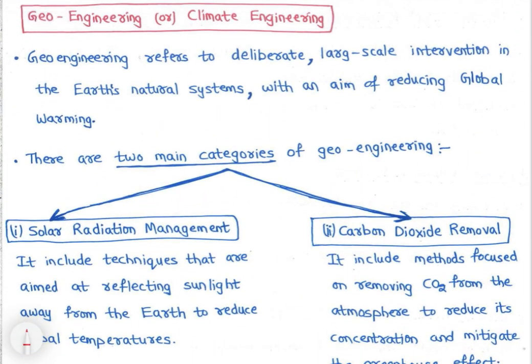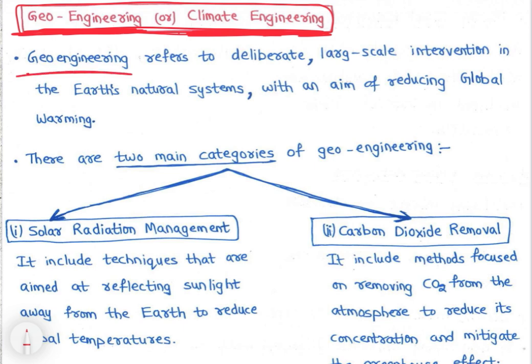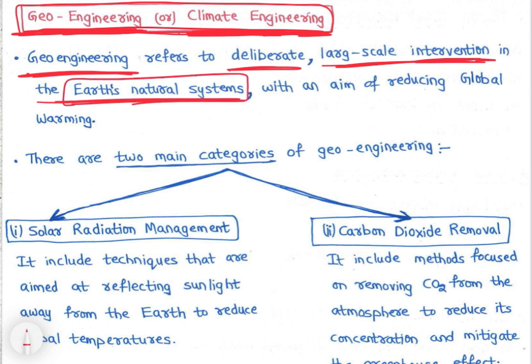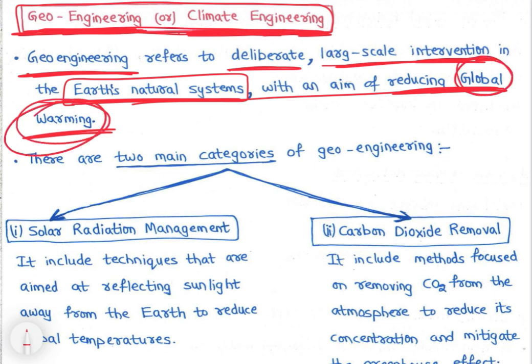geoengineering or climate engineering. Geoengineering or climate engineering करके हम climate change को fight कर सकते हैं. So geoengineering, that is engineering the earth, और climate engineering, climate को वो करने के लिए engineer कर रहा है, तो that is climate engineering. So geoengineering refers to deliberate large scale intervention in earth's natural systems with an aim of reducing global warming, global warming को कम करने के लिए earth का natural system को change करना, that is called geoengineering.